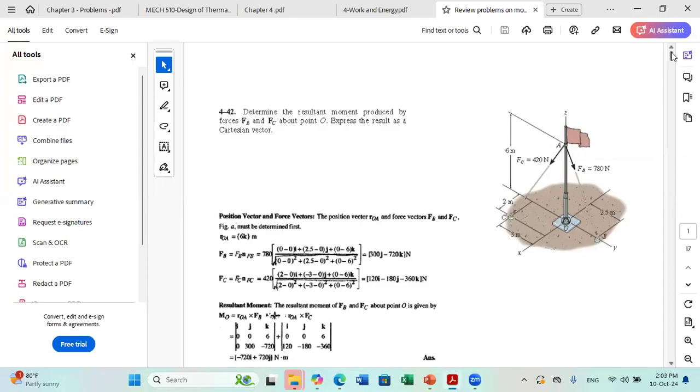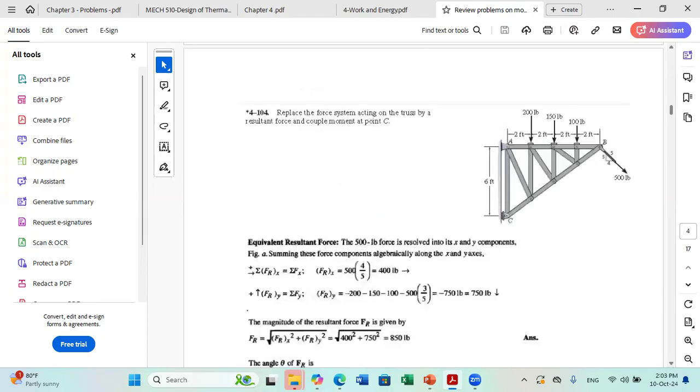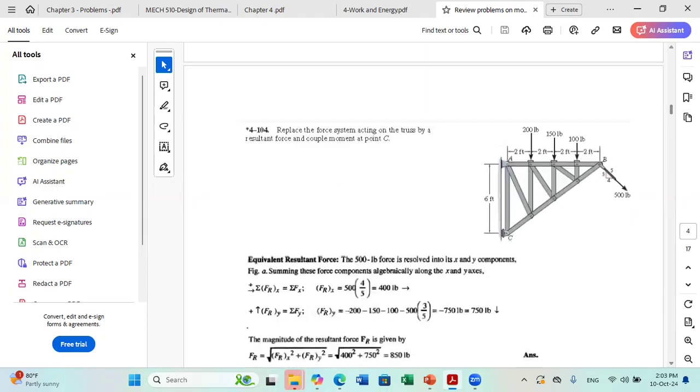Okay. So I will go with you through problems to cover different new ideas in chapter 4. Let us start with this problem to remember how we can reduce a system of forces into one point and how we can also reduce to a single force.